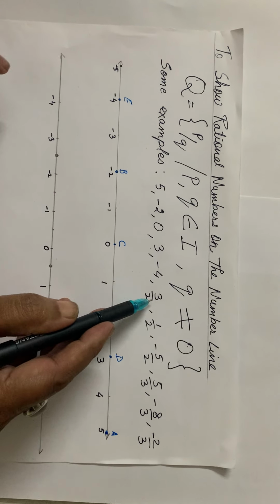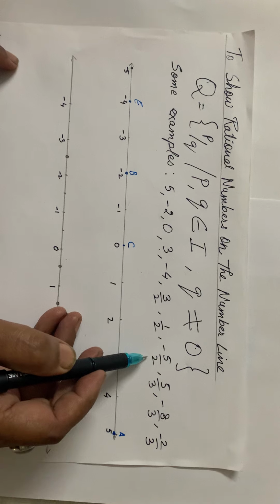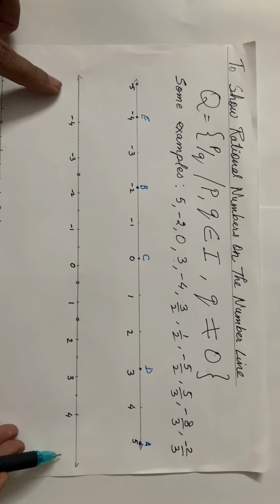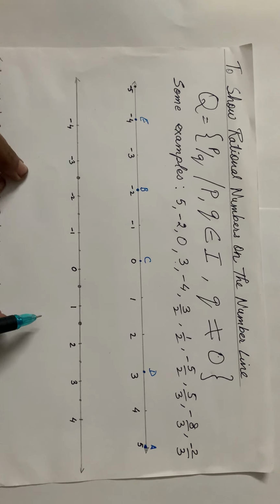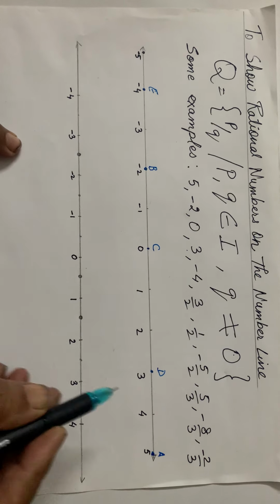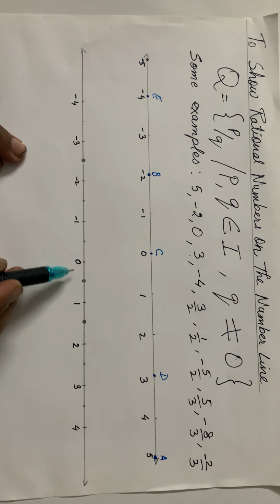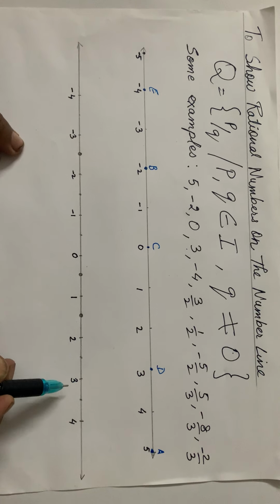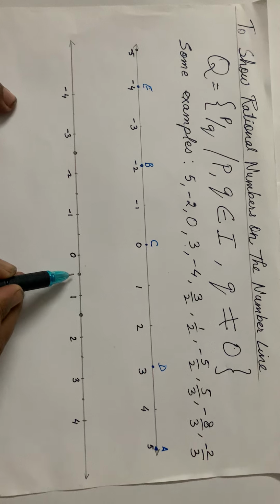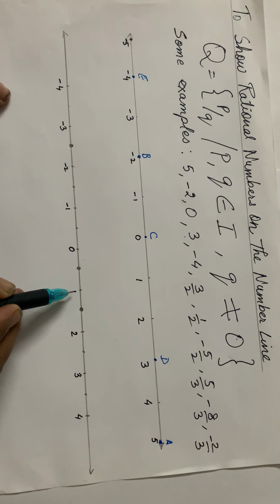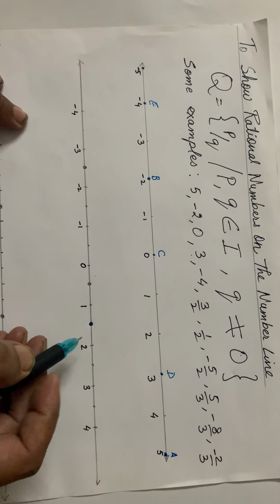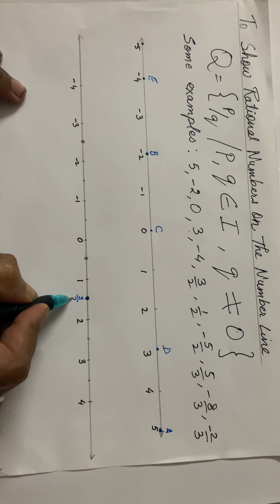Now if I want to show 3 upon 2, 1 upon 2, minus 5 upon 2 on the number line, then for that here I have drawn another number line where what I have done is 1 unit length I have divided into 2 parts, because here the denominator is 2. So I have divided into 2 equal parts. Now if I want to show 3 upon 2, then after 0 the first part will be 1 upon 2, second is 2 upon 2, that is 1, and the third one is 3 upon 2. So this is 3 upon 2.